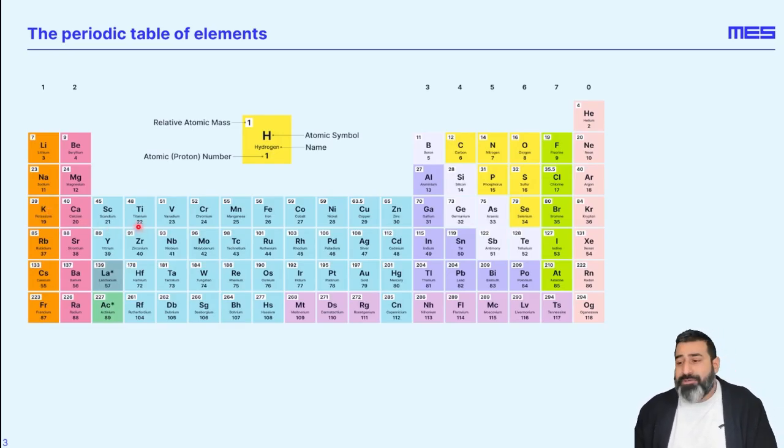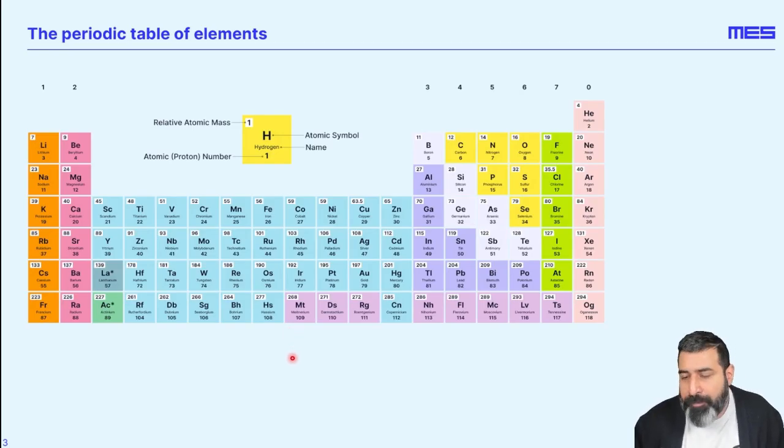There are roughly around 100 elements. This is showing 118 elements. Who knows, you guys might discover some more.